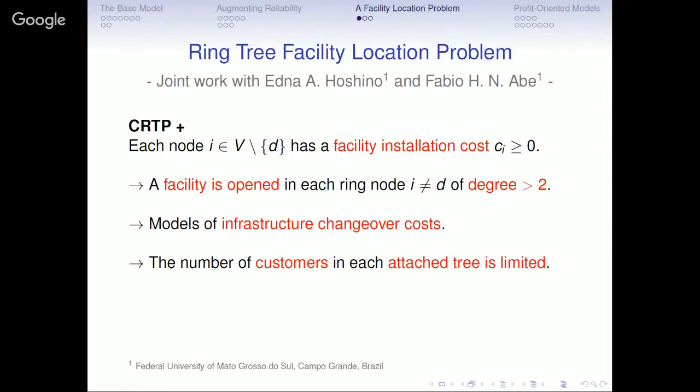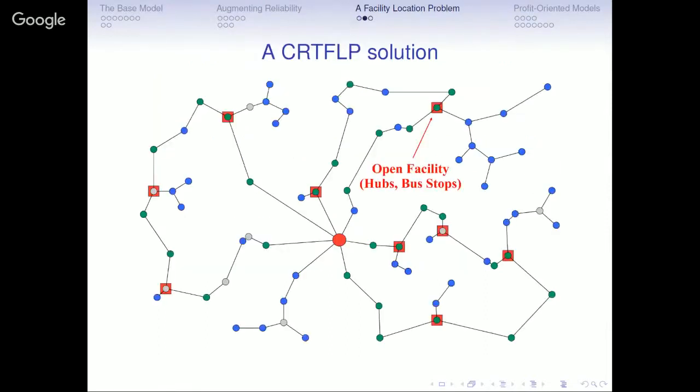And since we're talking about facility installation, it makes sense to introduce additional capacity constraints. And these affect the number of customers that are allowed on the subtrees, because a facility does always supply, right? And it supplies the customers on the tree. So this is a new limit that we introduced, the third one already. And let's look at a solution, how it changes then.